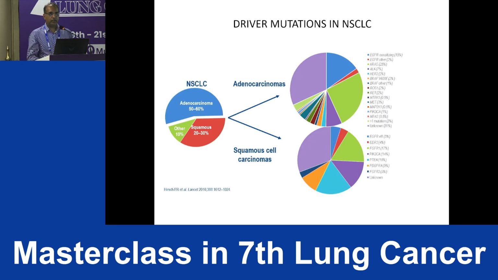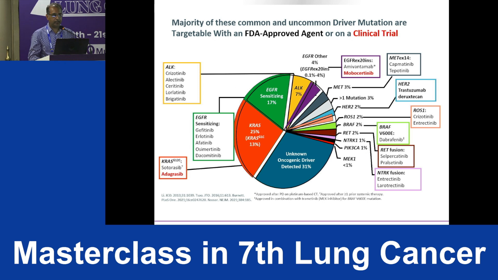I'll be talking about the interpretation of the ROS1 rearrangement in NSCLC. We know that more than 90% of lung cancers are NSCLC, the majority of which are adenocarcinoma. The role of the pathologist in this era is not only to diagnose the lung cancer, but also to find out the driver mutation so that the patient can be put on targeted therapies.